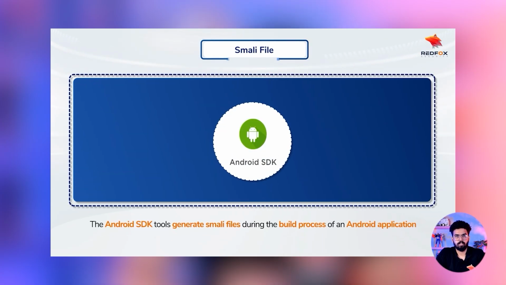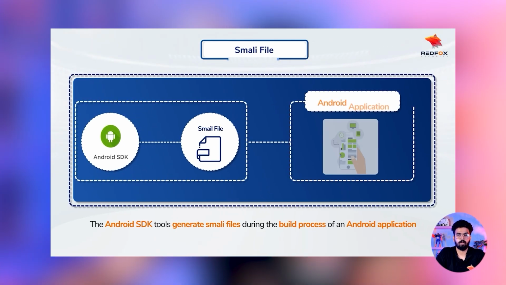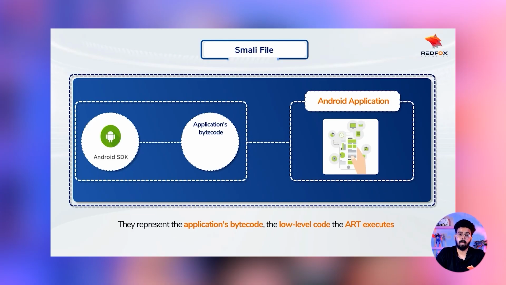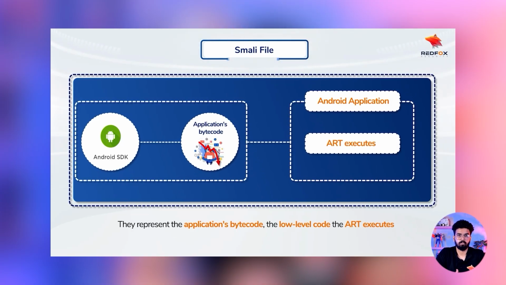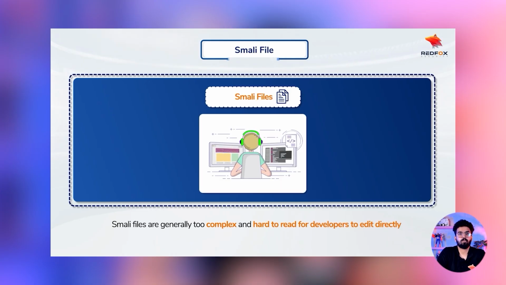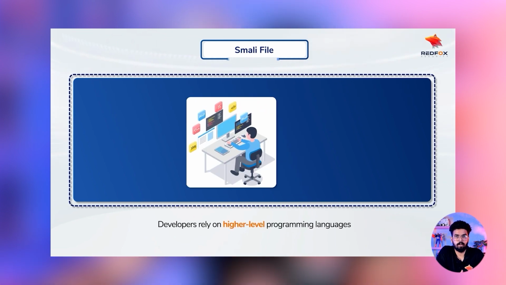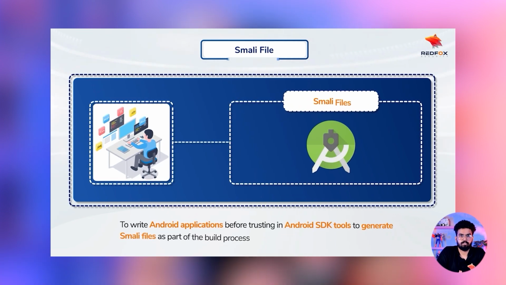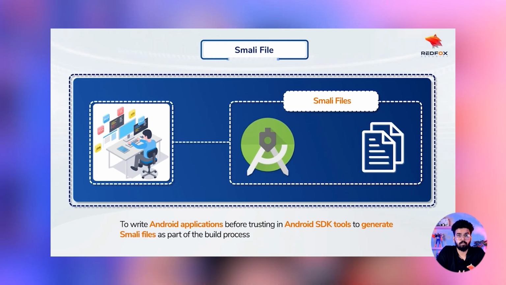The Android SDK tools generate these files during the build process of an Android application. They represent the application's bytecode, the low-level code the ART executes. Smali files are generally too complex and hard to read for developers to edit directly. Developers rely on higher-level programming languages such as Java or Kotlin to write Android applications before trusting Android SDK tools to generate smali files as a part of the build process.